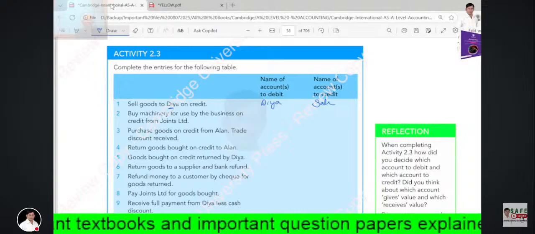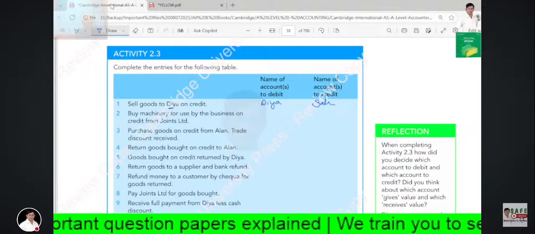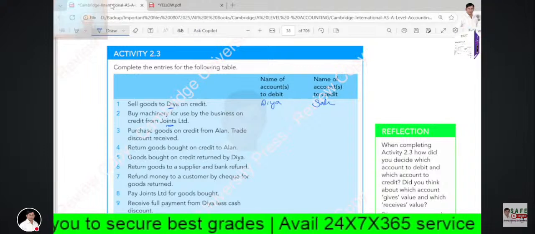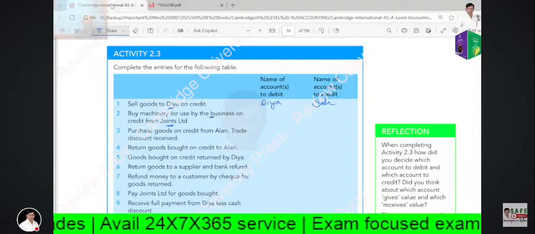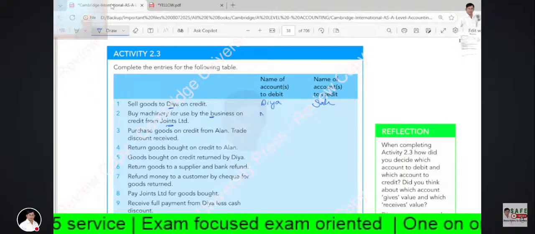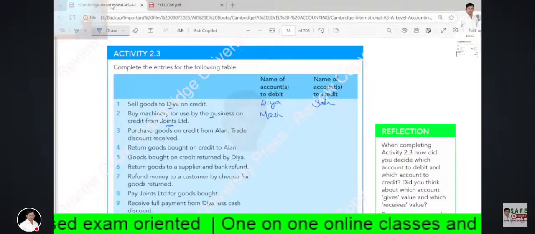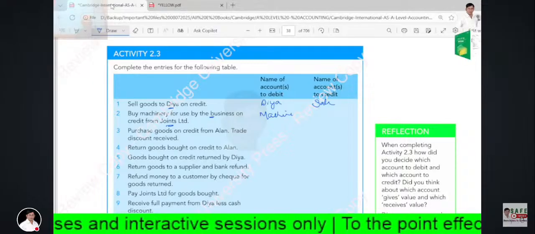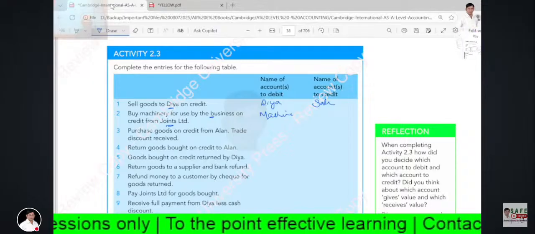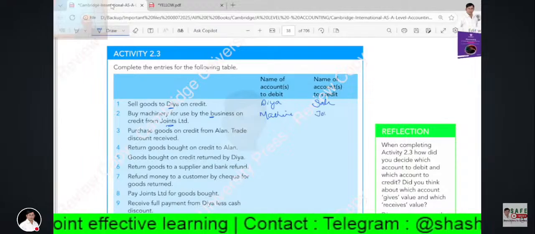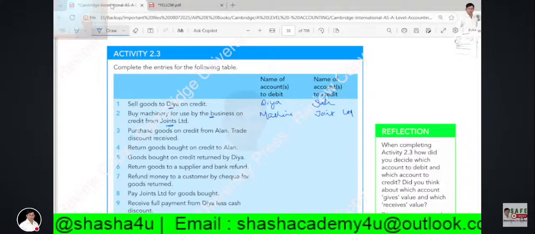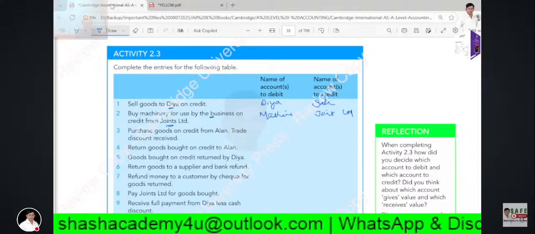Buy machinery for use by business on credit from Joints Limited. So since you are buying machinery for use by the business, machine is coming in, an asset account. So real account, debit what comes in. So machine account, machine is coming in. And who is the giver? Who is the giver of the machine? Joint Limited is the giver of the machine. Joint Limited. So then purchase goods on credit from Allen Trade, discount received.